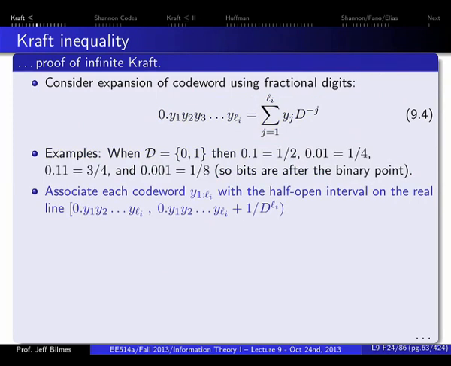So what we're going to do then? Each one of these finite length code words, we're going to associate with an interval. It's going to be a half-open interval, so the left side is going to be closed, and the right side is going to be open. It's a square bracket on the left and a circular bracket on the right.